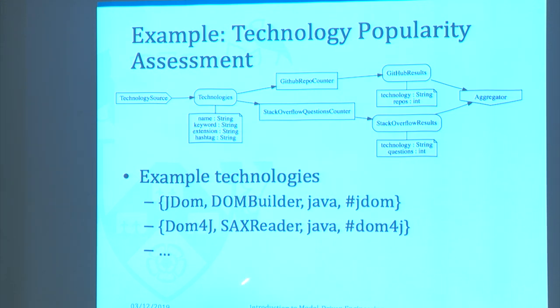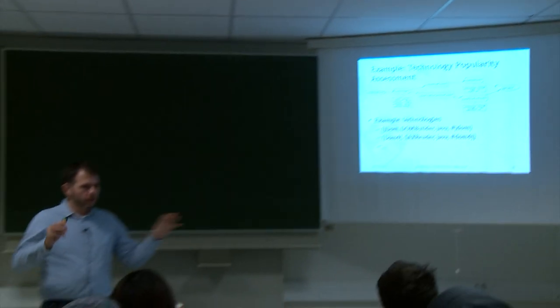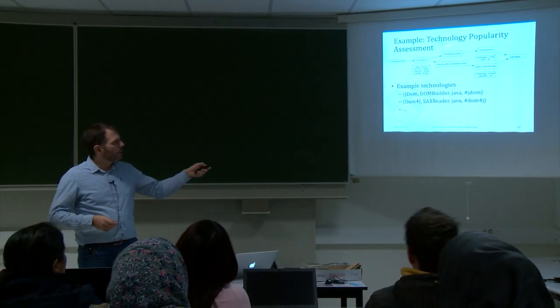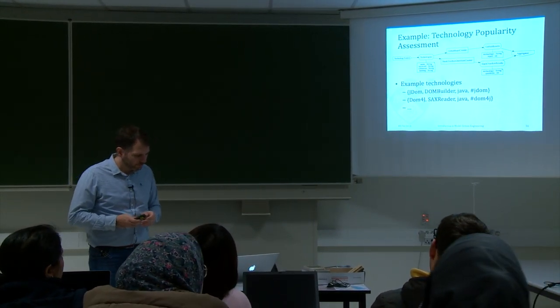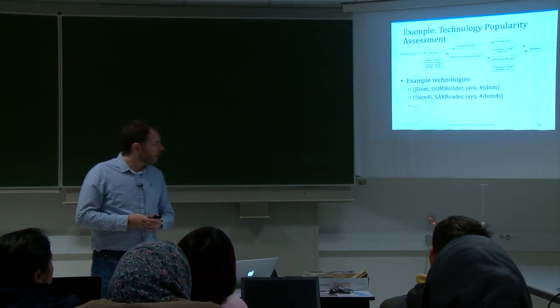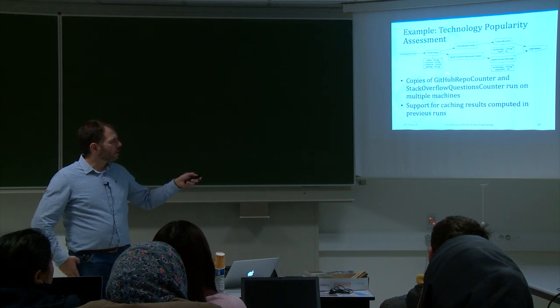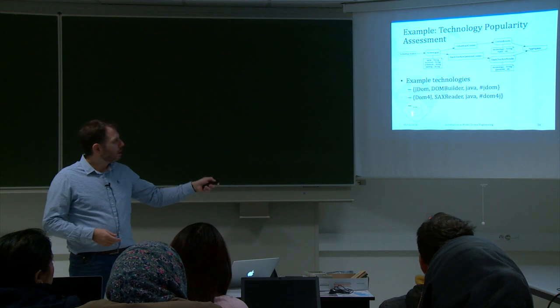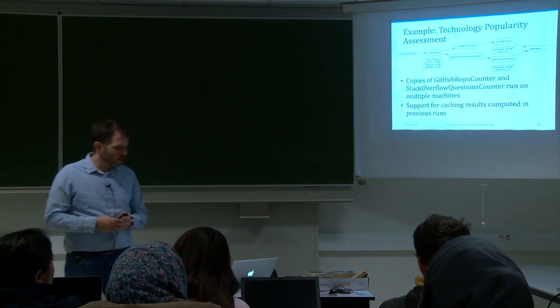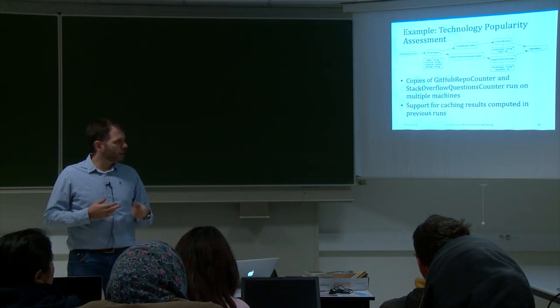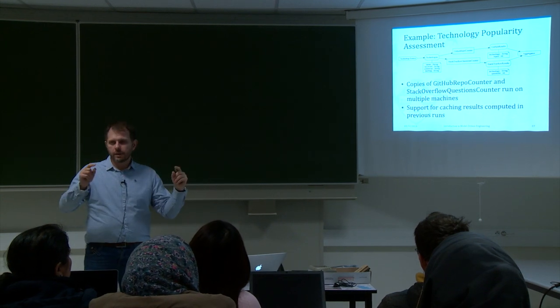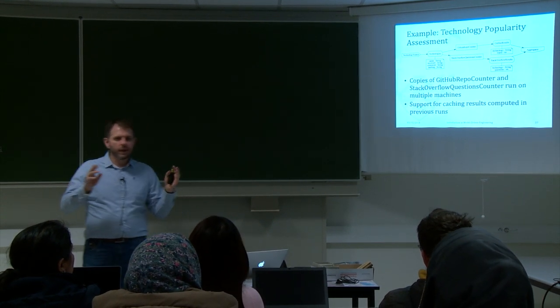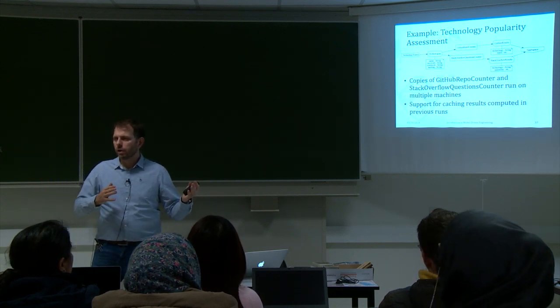So if we want to do this for a large number of technologies, there's no reason why we should be restrained to one machine. If we have a cluster of machines, we can send different technology descriptors to different machines that can individually query Stack Overflow and GitHub, and then we can collect all of these results. Also, if we've done this work for a given set of technologies, and then we add one more, we would like our solution to cache the results computed in previous runs and only go and check the last technology. Because in this case, we don't care about very timely results. It's fine if we get 5 minute old results.